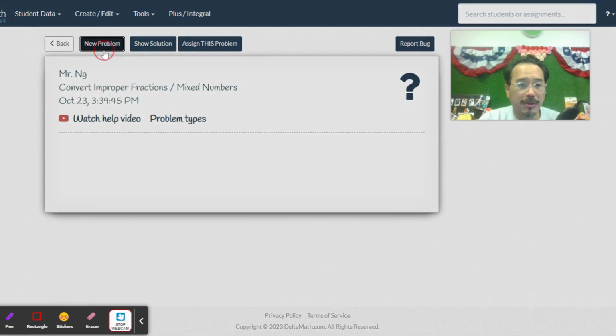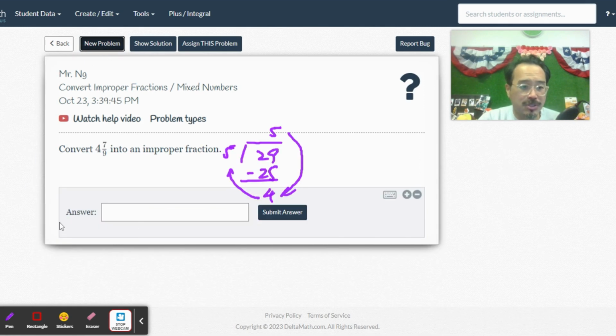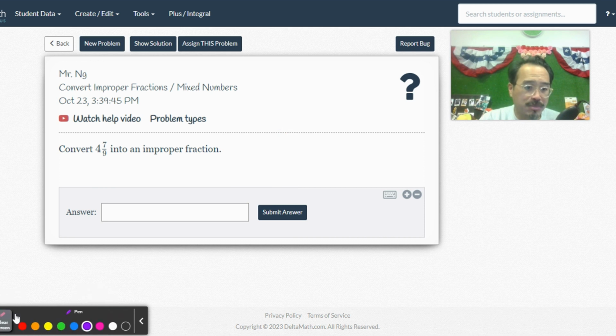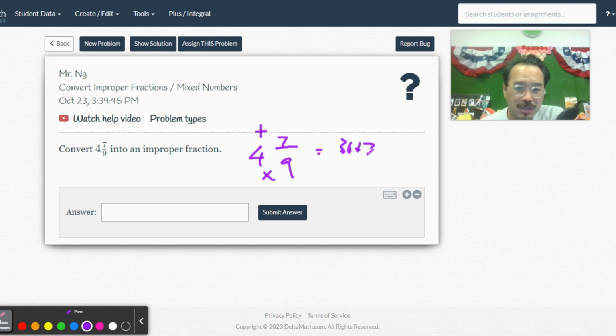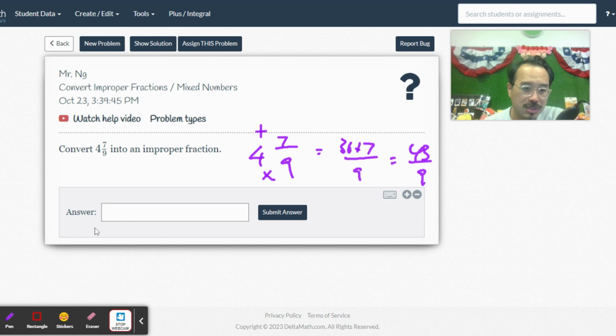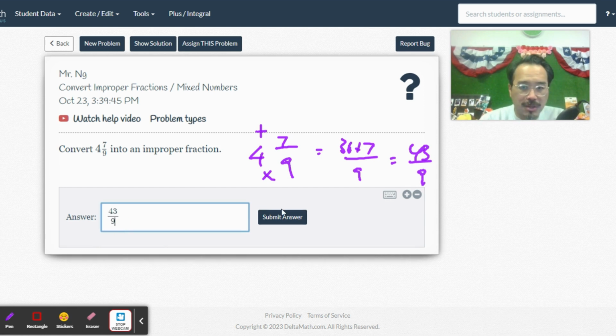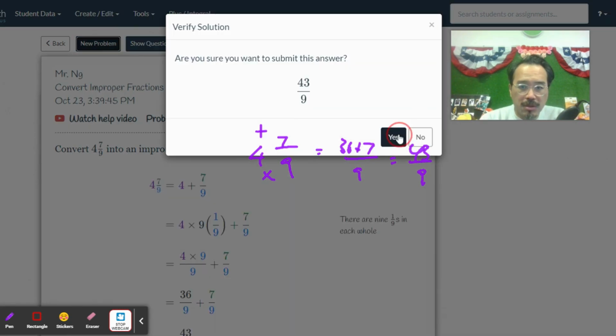Okay, all right, another one. This one's the other way around. We're turning a mixed number into an improper fraction. So here I got 4 7/9. So multiply and add, like so, right? 9 times 4 is 36. 36 plus 7 is 43. So it's 43/9. Put that in. 43 slash over 9, like that. And that's it.